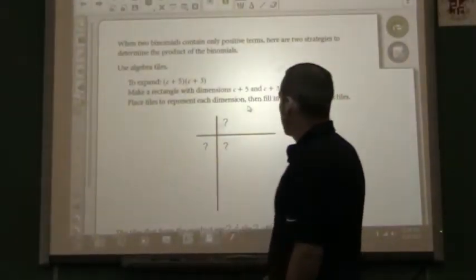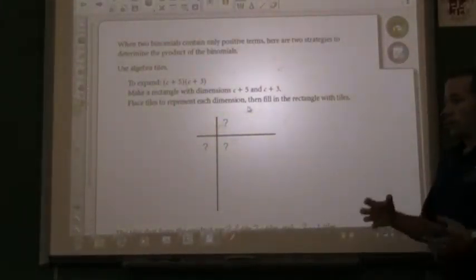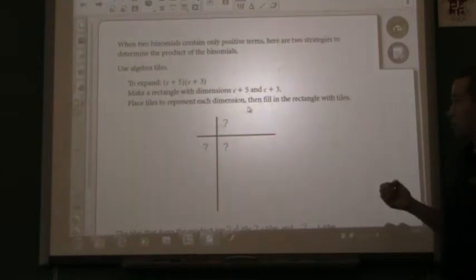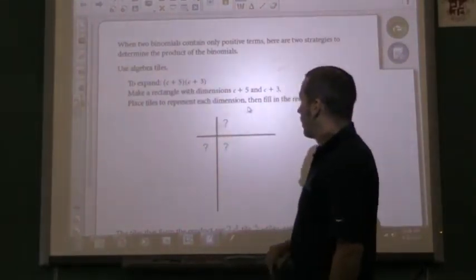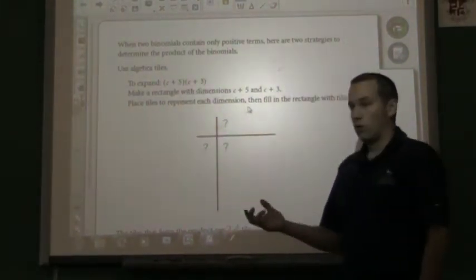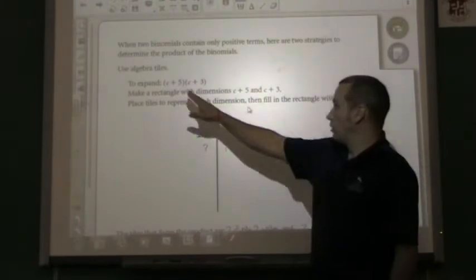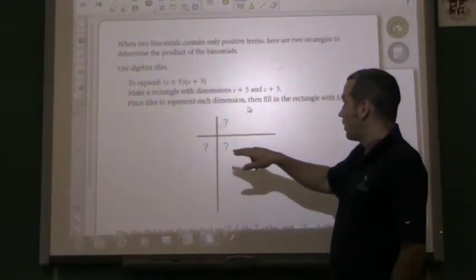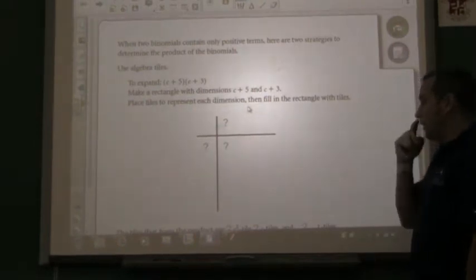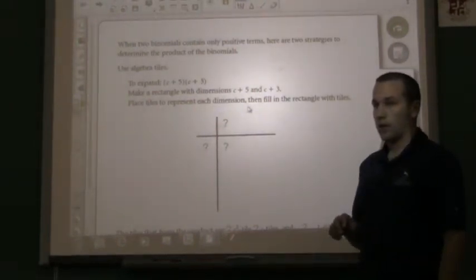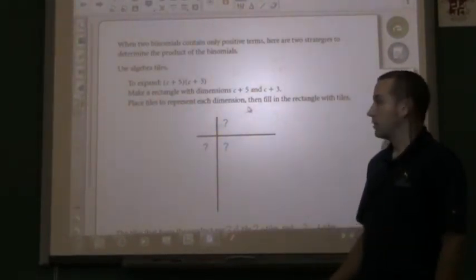So for this lesson, we're going to be looking at how you can multiply two binomials together to get a trinomial. So here we have a binomial times another binomial, binomial being two terms, so two terms times another polynomial that's two terms, so another binomial. And in grade 9, you were looking at this with algebra tiles.